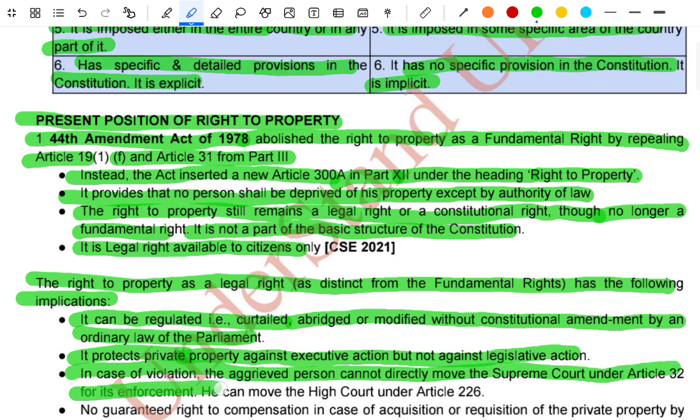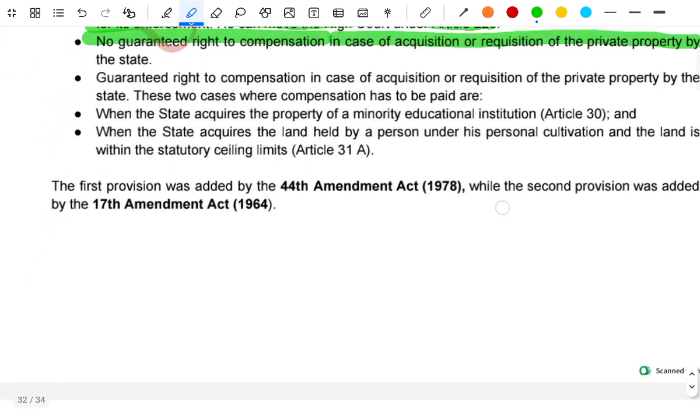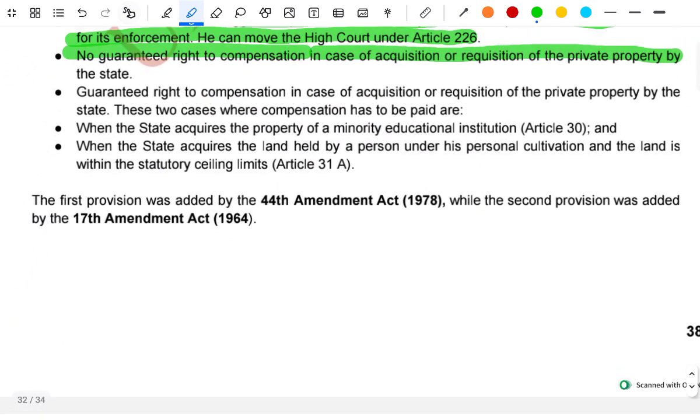For its enforcement, it has more than the High Court under Article 226. The granted right to the compensation in case of acquisition or requisition of the private property by the state.